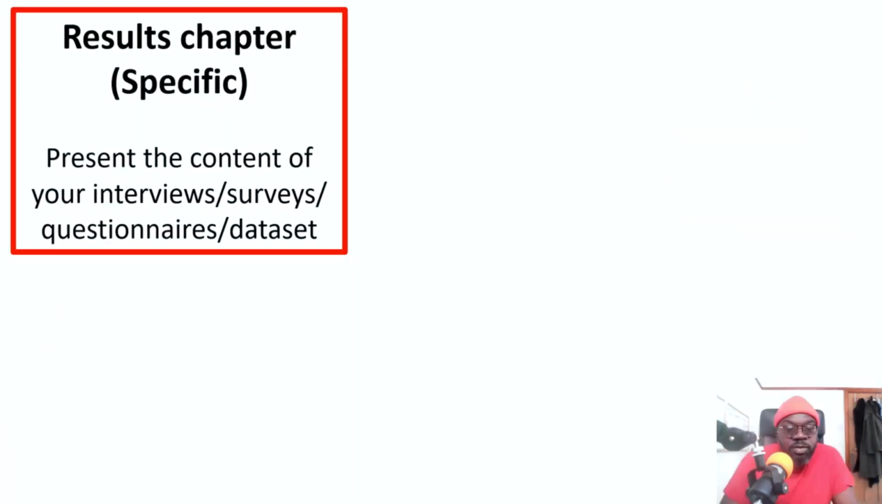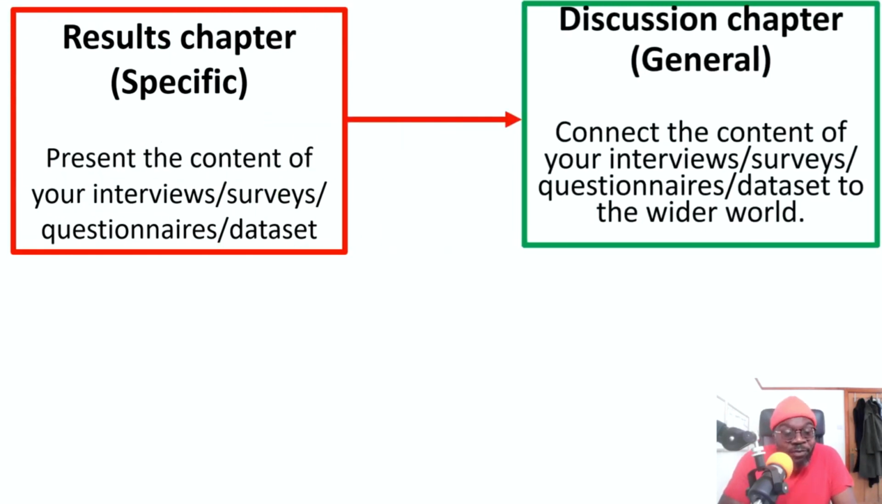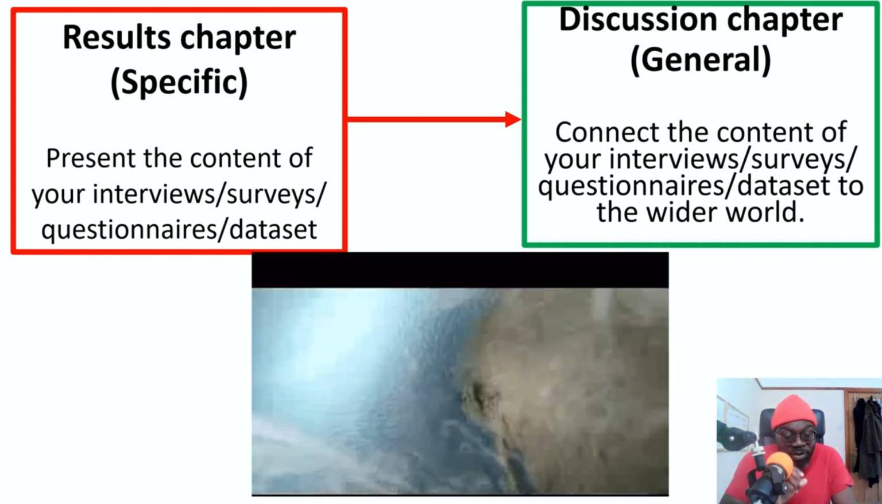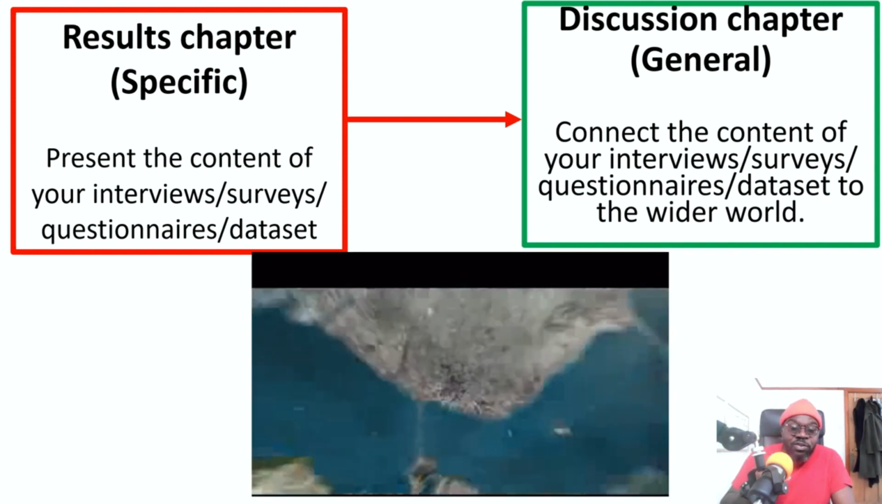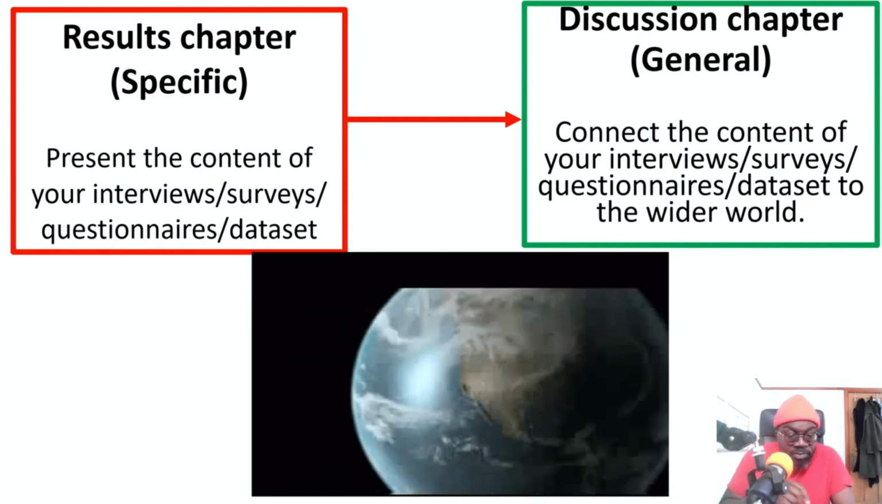So to recap, in the results chapter, you present the content of your interviews or surveys or questionnaires or data set. This content is specific to you. Then in the following discussion chapter, you connect your data to the wider world. It is that simple. It is like you are focusing on a specific aspect, then you zoom out to present a wider view.